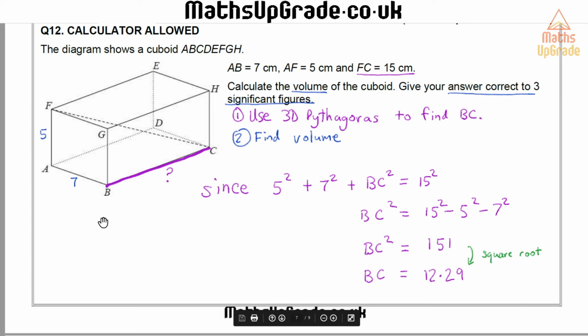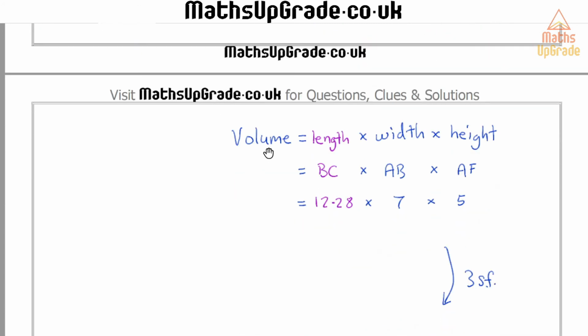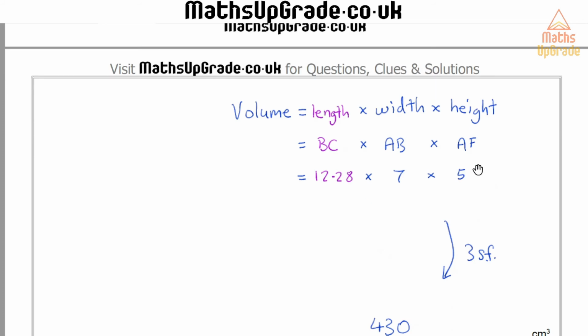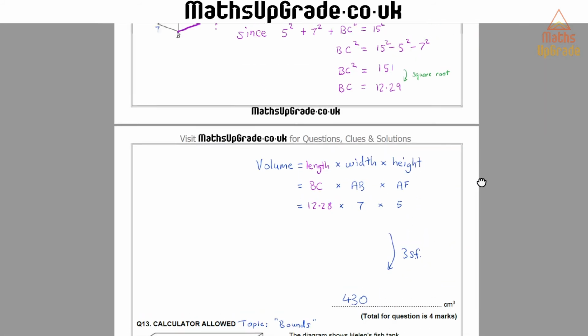The next thing I can do, now that I've found that the edge lengths are 5, 7 and 12.29, I can find the volume. And that's straightforward, using length times width times height. Remember to round it, and the entire question there is 4 marks.